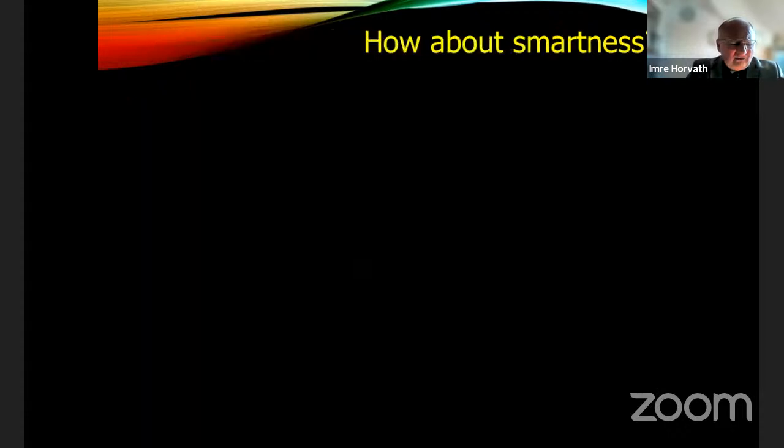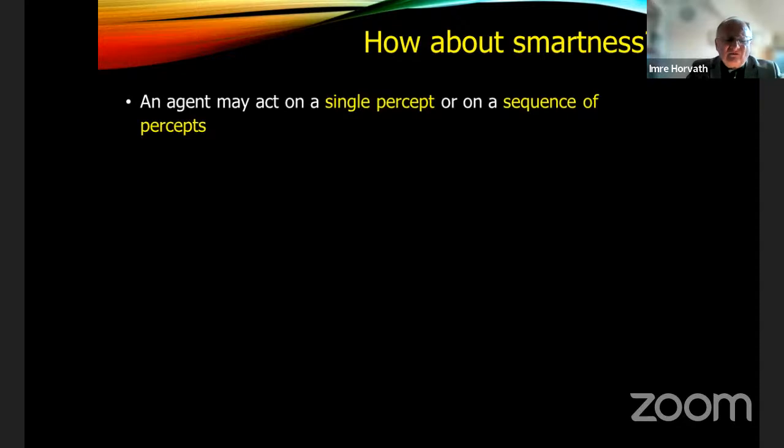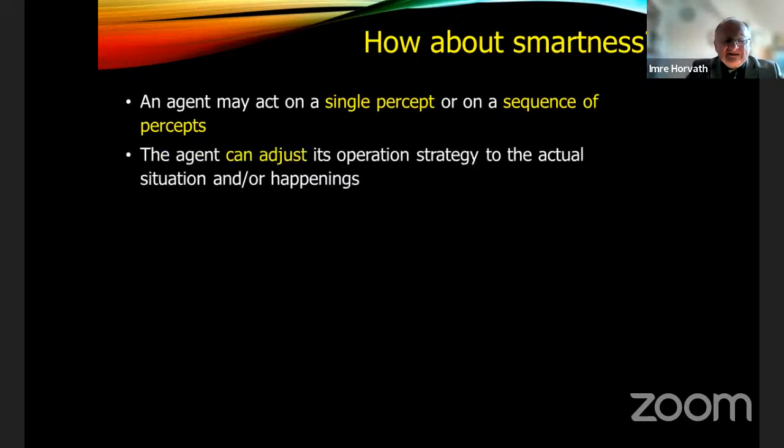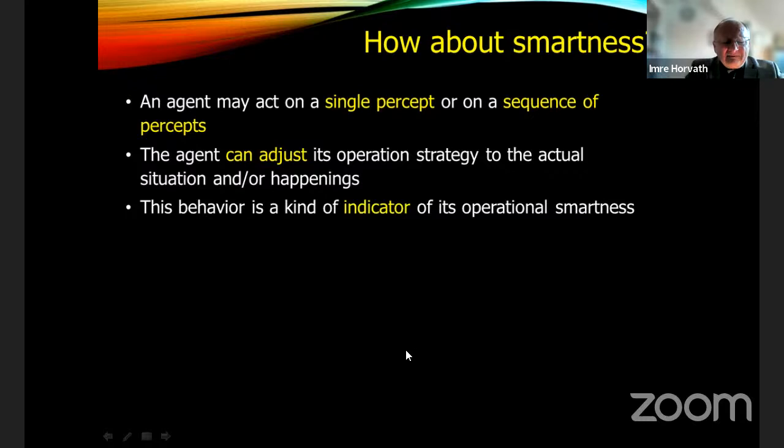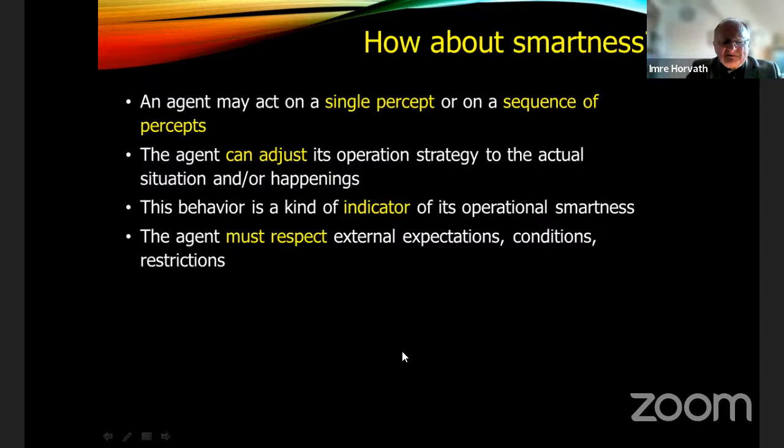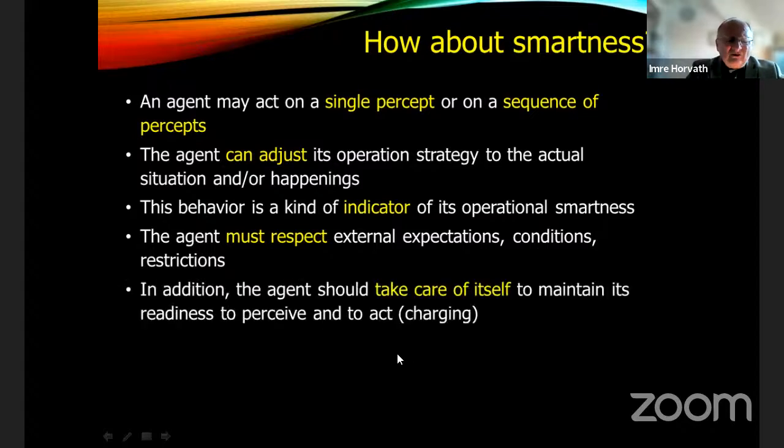So until now, I didn't use the word smartness, but we are talking about agents in the context of smart cyber-physical systems. So what does smartness mean in the context of an agent? An agent may act on a single percept or on a sequence of percepts. The agent can adjust its operation strategy to the actual situation or happening. This behavior is a kind of indicator of its operational smartness. The agent must respect external expectations, conditions, and restrictions. These are also characteristics of some sort of smart behavior.